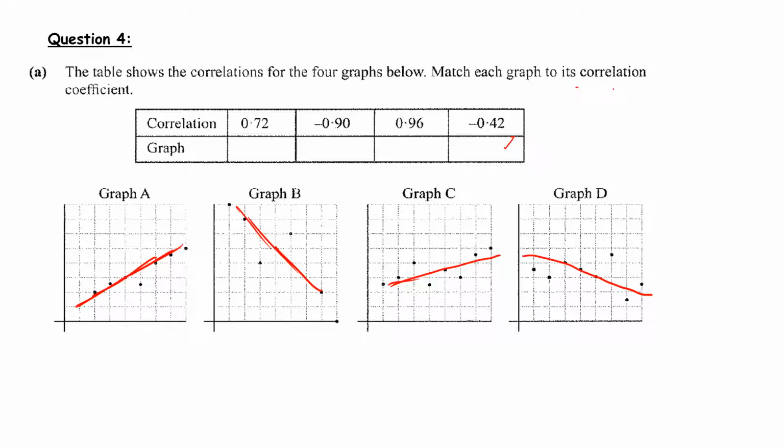So graph A is definitely positive. So we look, the line is going up. And if you compare it, it's actually not as strong as C. Or sorry, C is not as strong as A. So A is a bit steeper. So the correlation is looking a bit stronger. So graph C is looking a bit flatter. So that would give this one as C and this one as A. B and D are both negative, but B looks stronger. So B would go here and D would go here. Again, D is that little bit flatter.